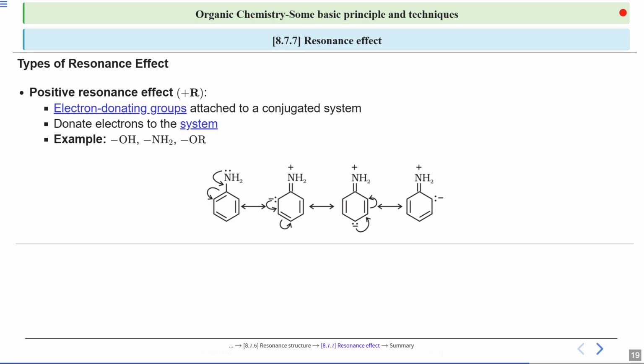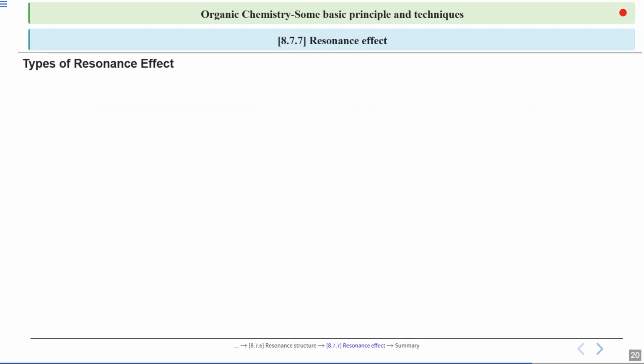So what is this nitrogen doing? It is donating its electron and creating a negative charge on certain carbons with respect to the nitrogen. So this is in a way increasing the electron density onto the benzene. Therefore, NH2 is an electron donating group and it shows plus R effect. Moving on to the next type.